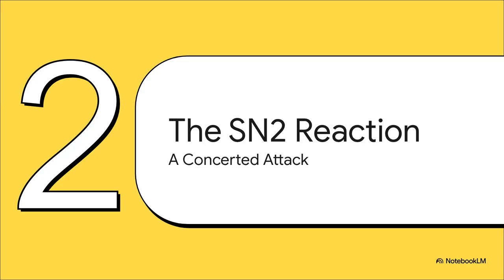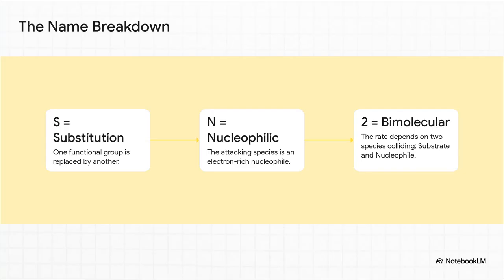Okay, let's meet our first pathway for this molecular swap, the SN2 reaction. This is the aggressive, get-it-done-in-one-go strategy. The name, SN2, sounds a little intimidating, but it's actually a cheat sheet. The S just stands for substitution, which we know is a swap. N is for nucleophilic, meaning our electron-rich attacker is driving the action. And the most crucial part is the 2. It stands for bimolecular. All that means is that the speed of the reaction depends on two things physically colliding, the nucleophile and the substrate.